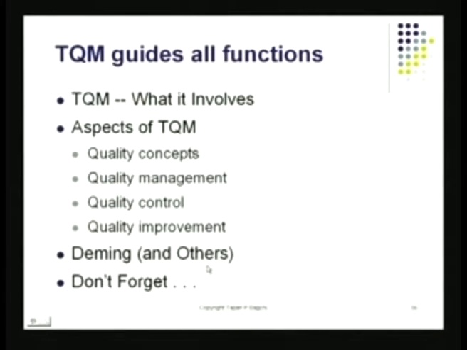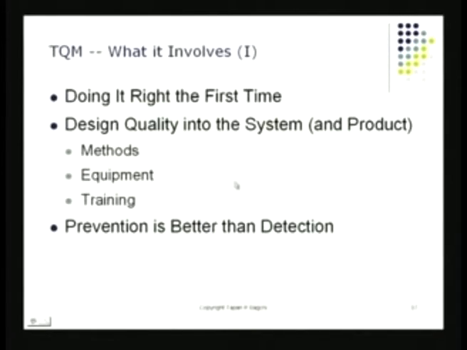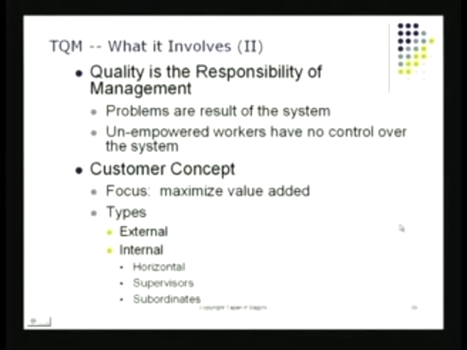Deming and many others gave you a lot of other stuff, and there are certain things that have to be done alongside doing it right the first time. Designing quality into the system, which would be through methods, through equipment, and through training. And please remember, prevention is much better than detection. That's also something we have to do.